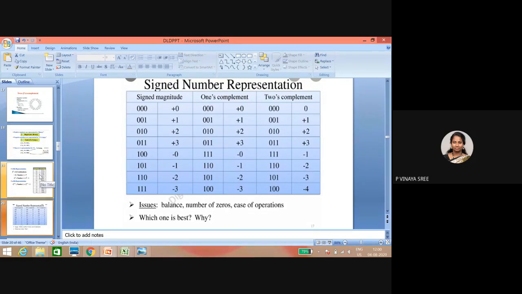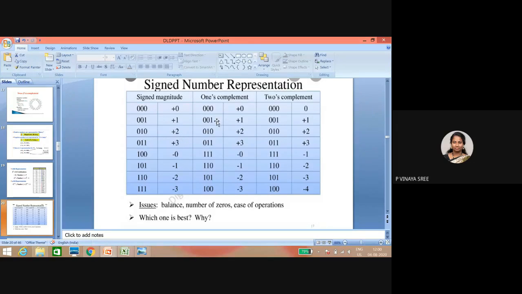Previously I have considered 4 bits. Now let me see for 3 bits. So see here, signed magnitude, ones complement, two's complement. Here 0 represents a positive number, 1 represents a negative number, and the remaining bits you convert to the number, so 0 0 means 0, 0 1 means 1, 1 0 means 2, 1 1 means 3.